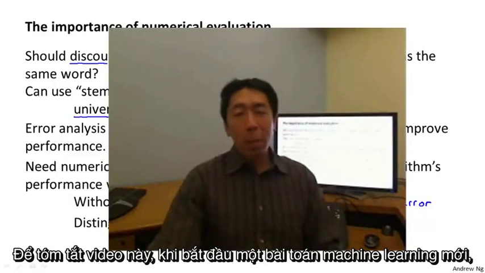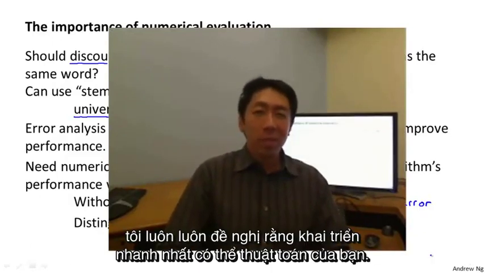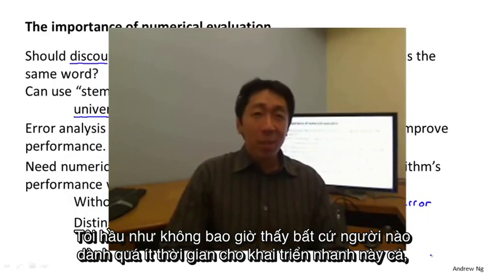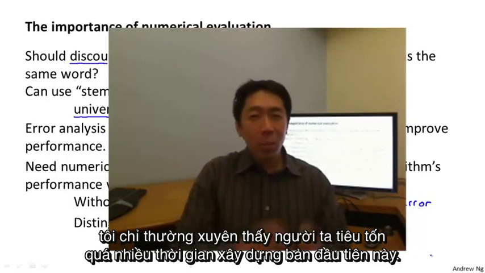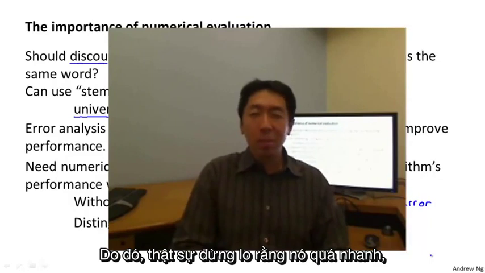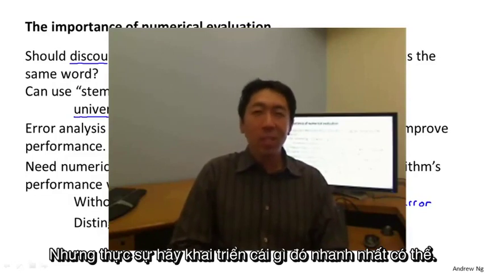So to wrap up this video, when starting on a new machine learning problem, what I almost always recommend is to implement a quick and dirty implementation of your learning algorithm. And I've almost never seen anyone spend too little time on this quick and dirty implementation. I've pretty much only ever seen people spend much too much time building their first, supposedly quick and dirty implementation. So really, don't worry about it being too quick, or don't worry about it being too dirty, but really implement something as quickly as you can.